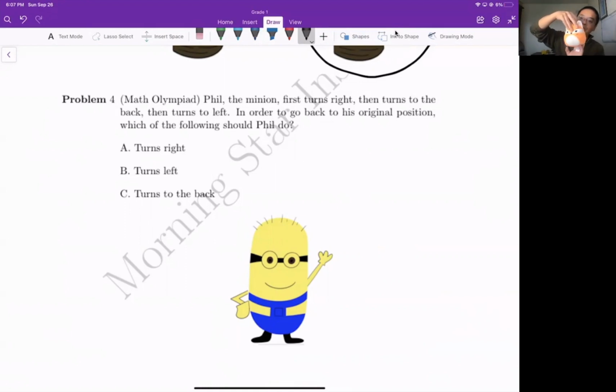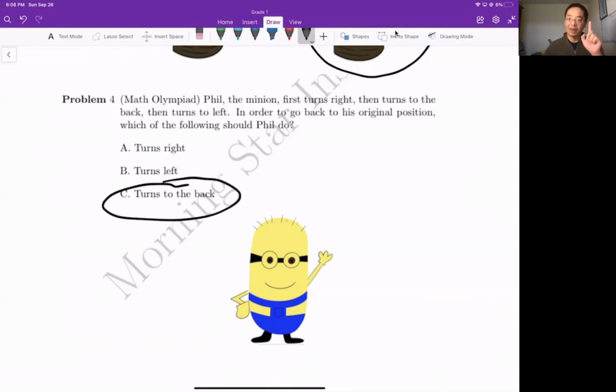Okay, let's repeat it. It starts from the original position that is facing you, and this is the right hand. Turn to the right, and then turn to the back, and then to the left. This is right, this is left, then turn to the left. Now, how to go back? Turn all the way to the back. So the answer is turn to the back.